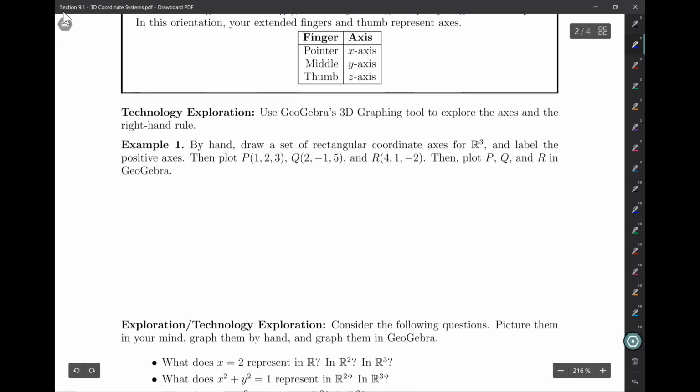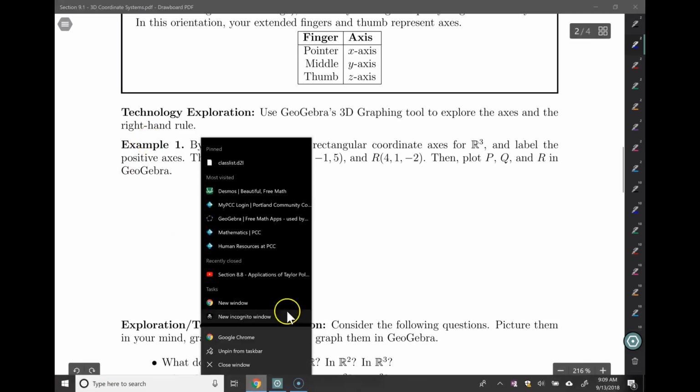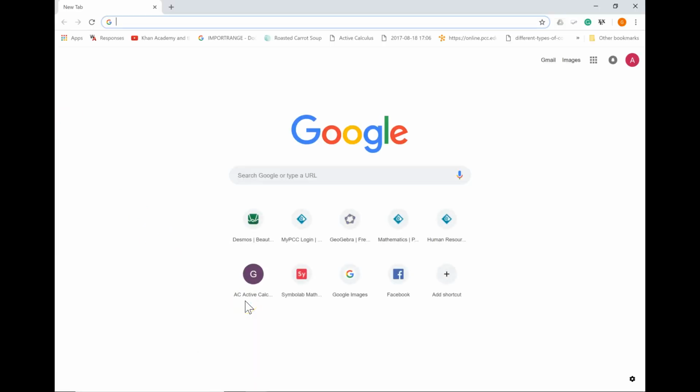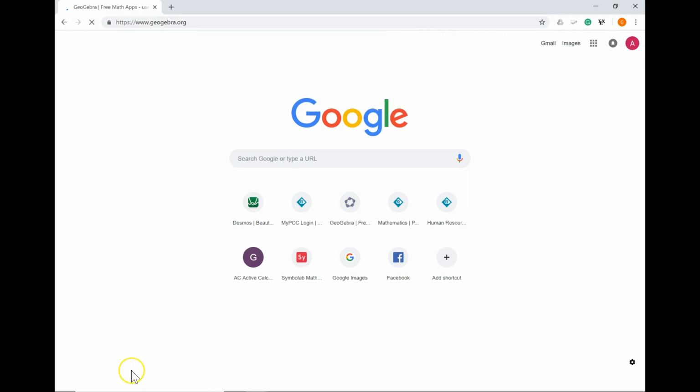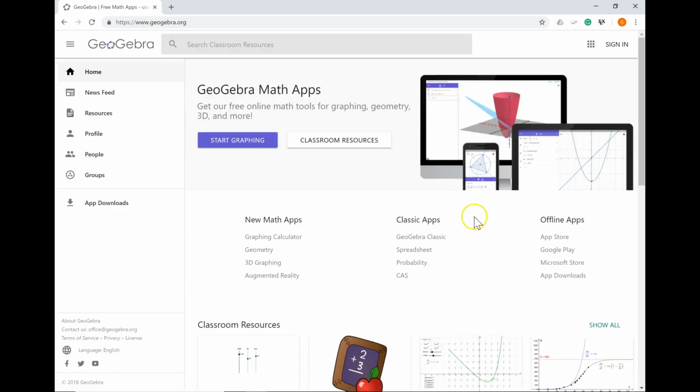Okay, let's do a quick technology exploration using GeoGebra. I'm going to pull GeoGebra up. You've probably noticed that sometimes we use Desmos and sometimes we use GeoGebra. GeoGebra has a three-dimensional coordinate plotting system. It is a very powerful software, and we're going to be pretty much using GeoGebra from this point forward in the class.